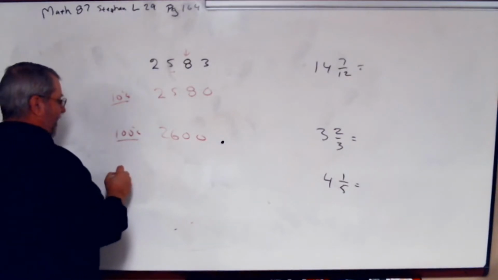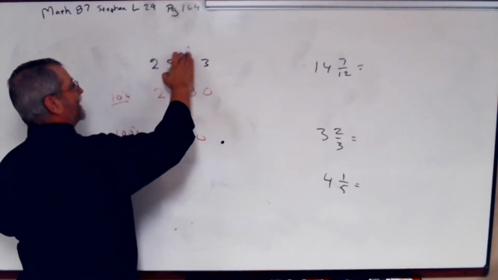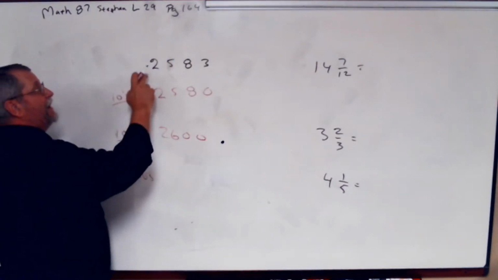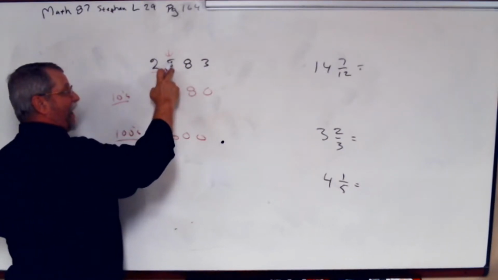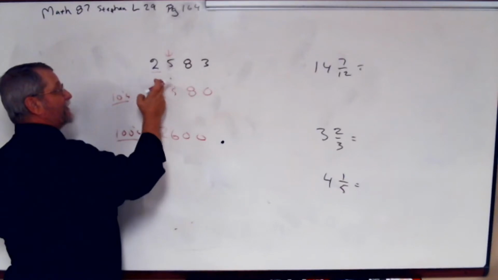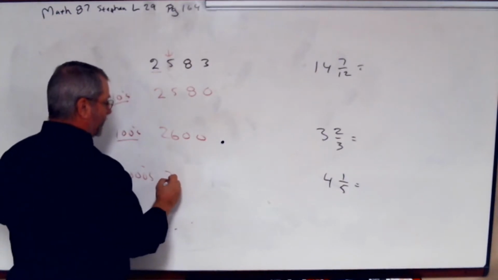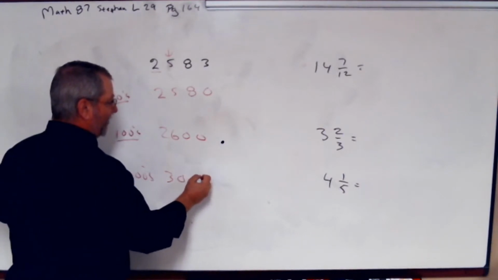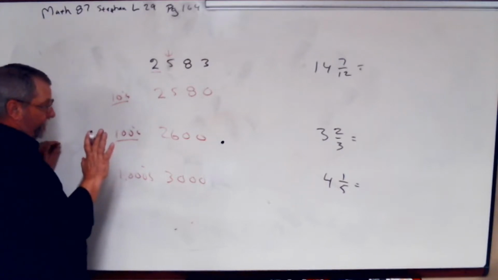If I rounded it off to the thousands place, same number. What's in the thousands place? The 2. What's right behind it? A 5. This is 5 or more. Therefore, this number does what? It goes up. So I have 3. Everything else becomes a 0. Okay? Pretty easy? All right.